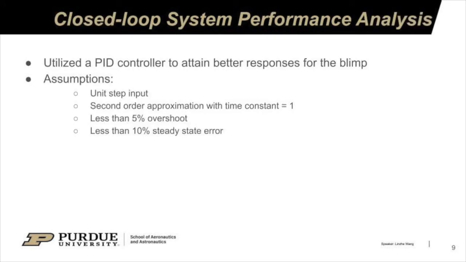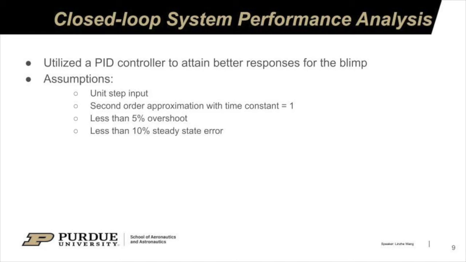132.68. For the closed-loop system performance analysis, our team utilized a PID controller to attain better response for the vehicle. We also constructed Simulink models for different motions and used Control System Tuner to calculate the PID values with different assumptions. Our assumptions include a unit step input and a second-order approximation with time constant 1.